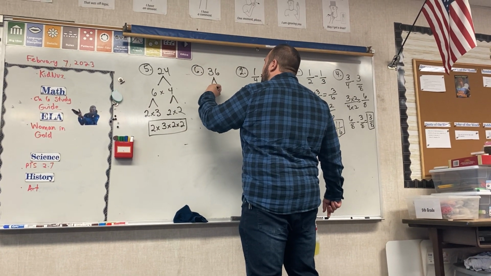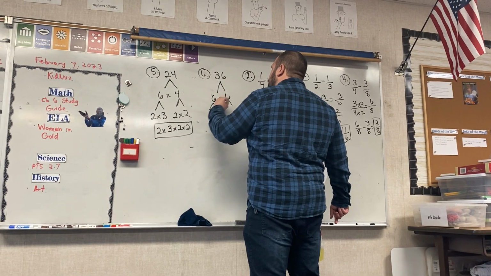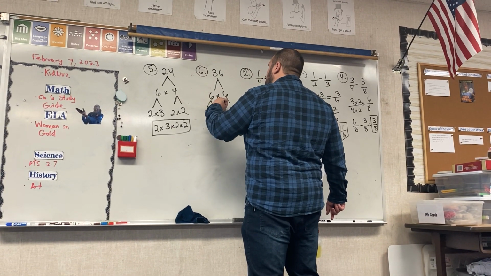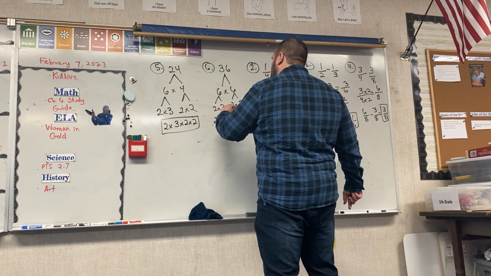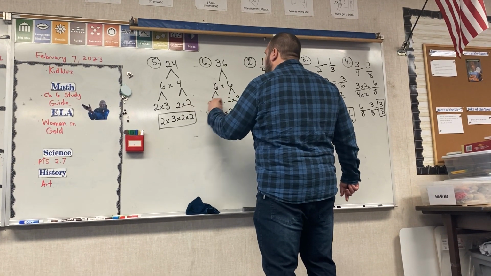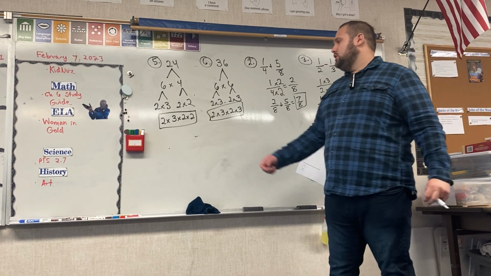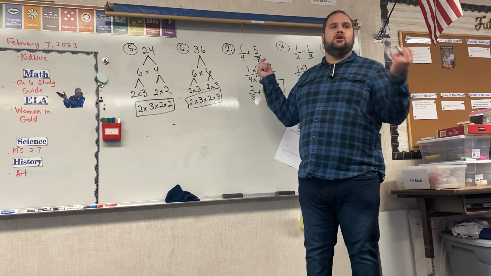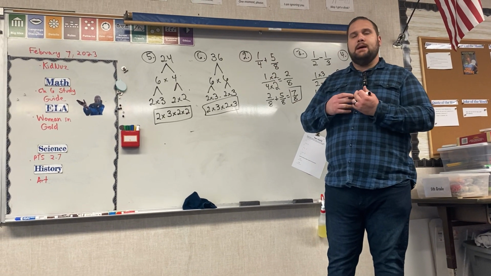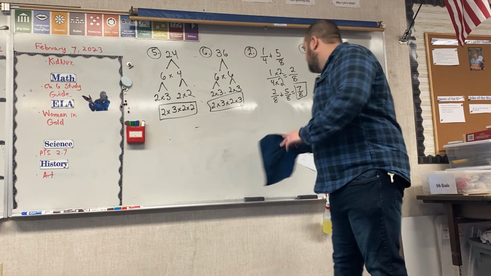36 is the same as 6 times 6. I can split up my 6's. 2 times 3, 2 times 3. The answer for this one is 2 times 3 times 2 times 3. Now remember, when you multiply and add, the order doesn't matter. So if you want to do 3 times 3 times 2 times 2, or 2 times 2 times 3 times 3, it doesn't matter. Okay? Does not matter.